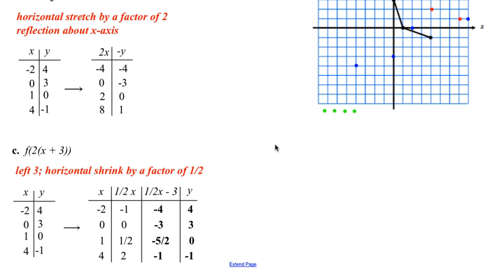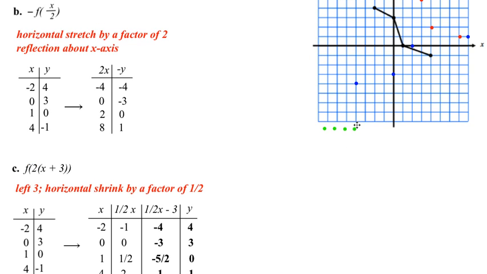And we get -4, 4. So we're going to go left 4, 1, 2, 3, 4. That'll be up here. And then we're going to have -3, 3. -3, 3 is right there. And -2.5, 0 is about right there. And -1, -1 would be about right there. So you can see it's a shrink, and it's also moved left three places.